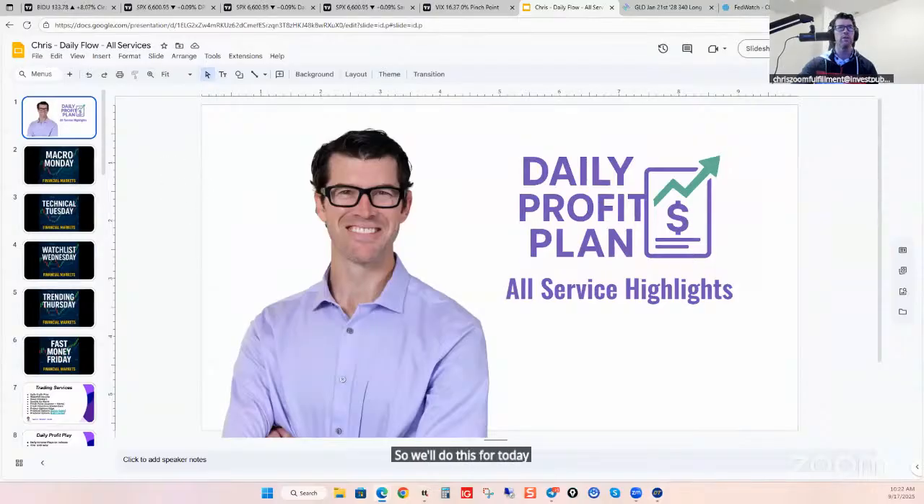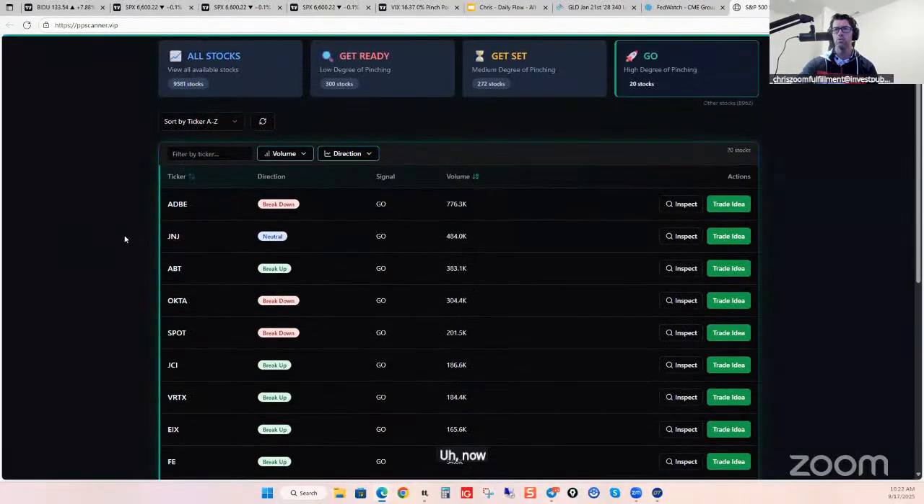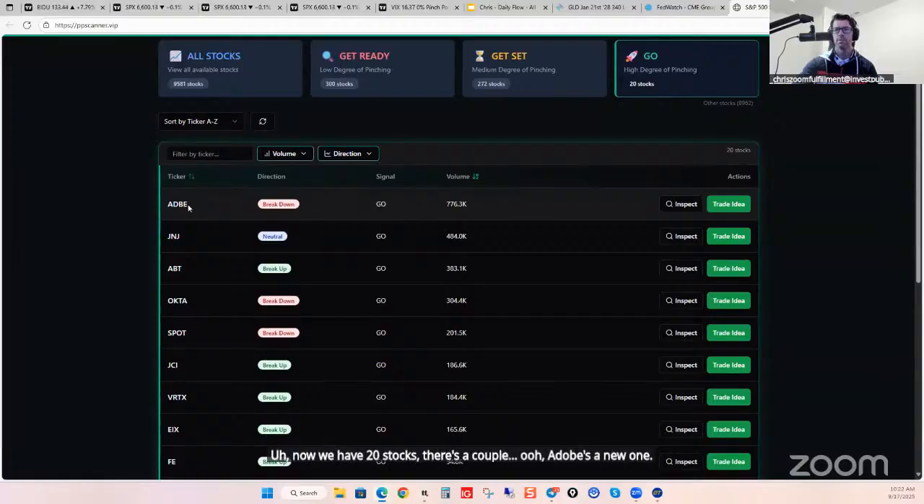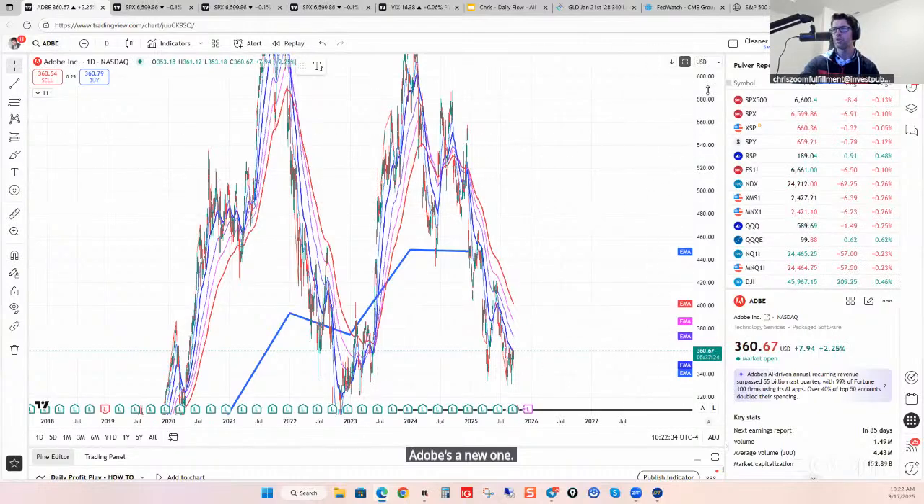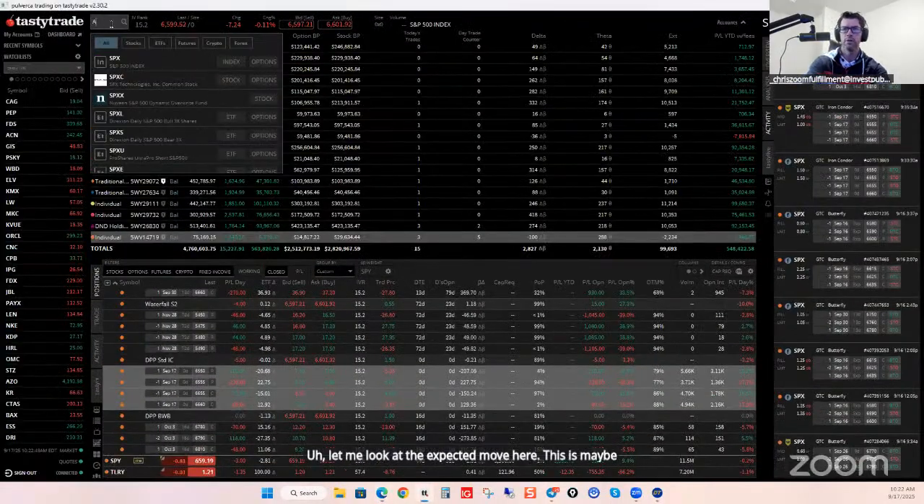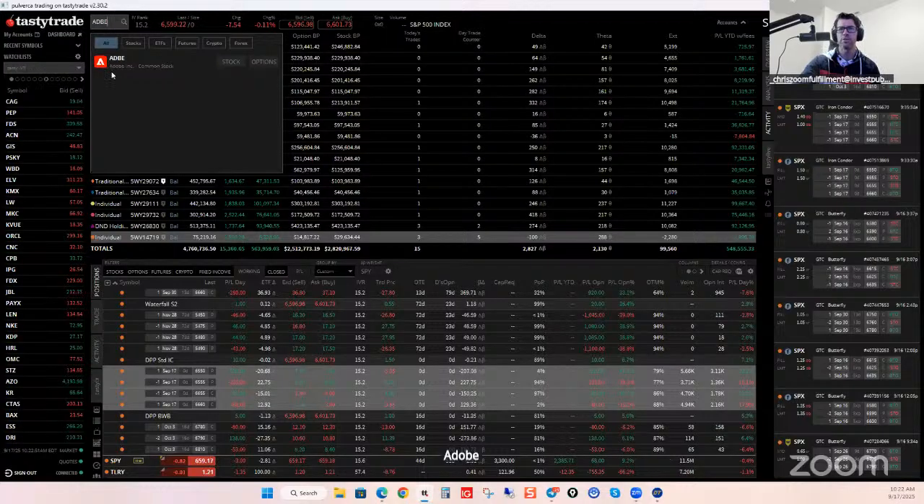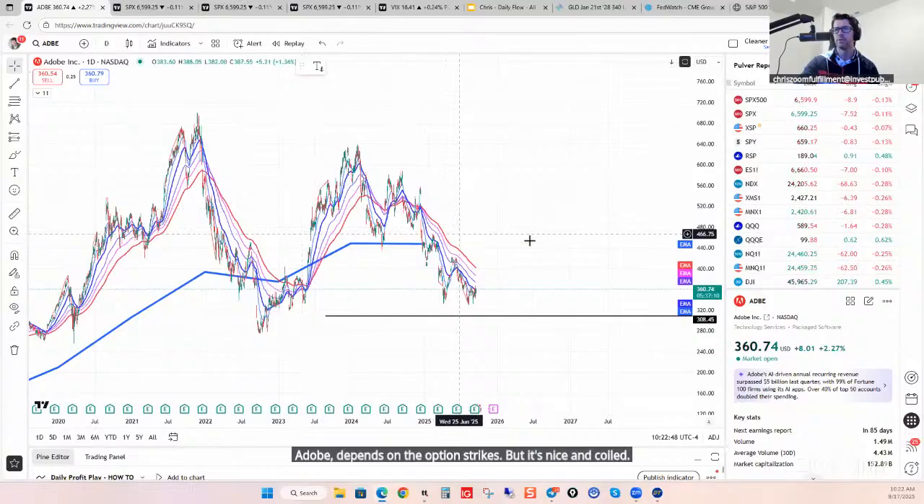Let me take a quick peek at my scanner. I want to see if we have any new scans from yesterday. So I pulled up a pinch point yesterday. Now we have 20 stocks. There's a couple. Ooh, Adobe's a new one. Adobe trading at 360. Let me look at the expected move here. This is maybe a pinch point trade. Adobe depends on the option strikes, but it's nice and coiled, so that's good.